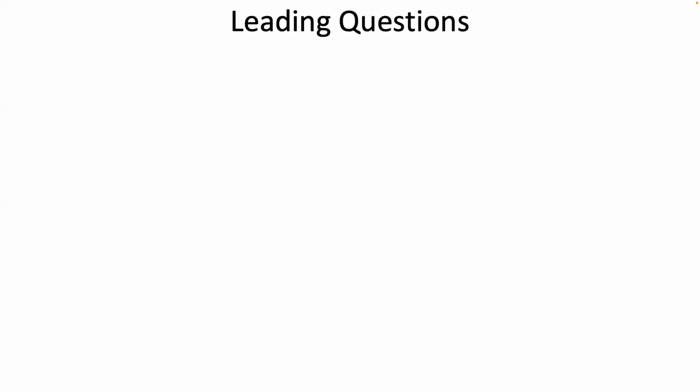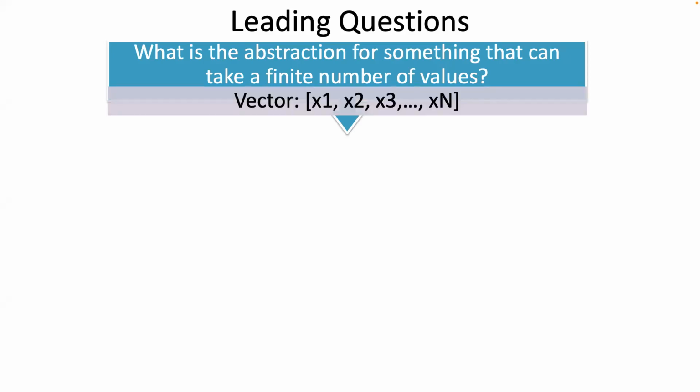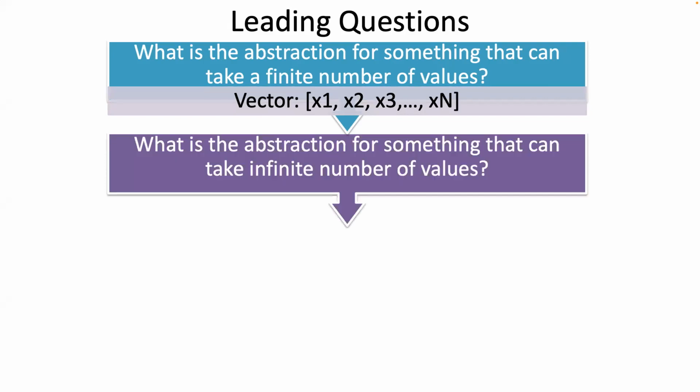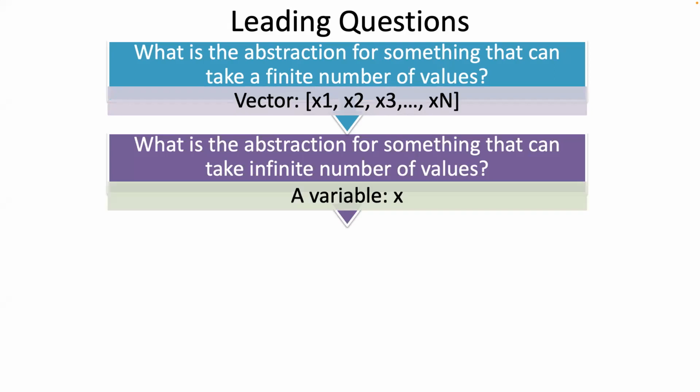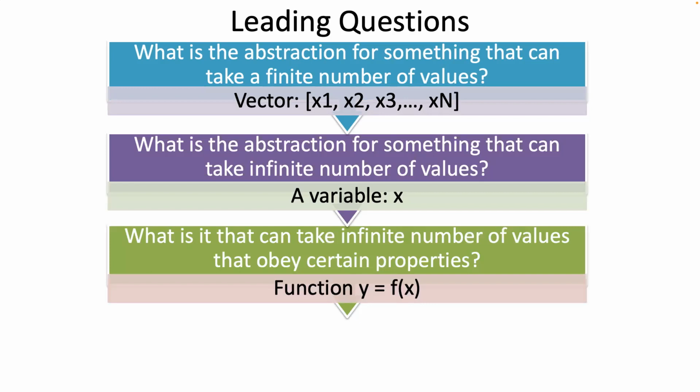So some leading questions. What is the abstraction for something that can take a finite number of values? One abstraction is a vector, right? A vector takes a finite number of values. And what is the abstraction for something that can take an infinite number of values? Instead of discrete values, we have continuous values. So a variable, right? A variable can take infinite number of values. What is it that can take infinite number of values and obeys certain properties? That is a function, right?